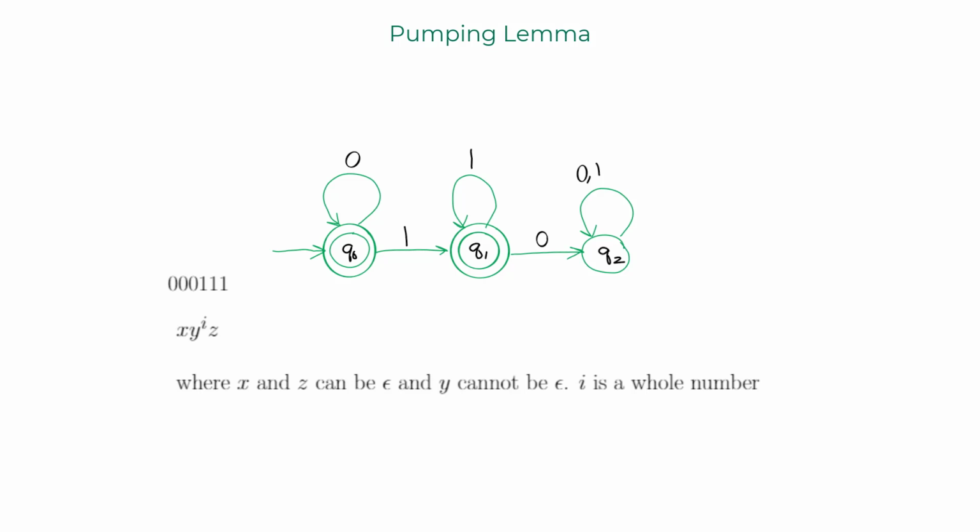Let me show you different combinations in which I can split 000111 for this DFA. If I consider the pump with the symbol 0, I can split the string as x equal to the empty string, y equal to 0, where i is equal to 3, and z equal to 111. If I consider the pump with the symbol 1, I can split the string as x equal to 0001, y is 1, and then i would be 2, and z would be epsilon.